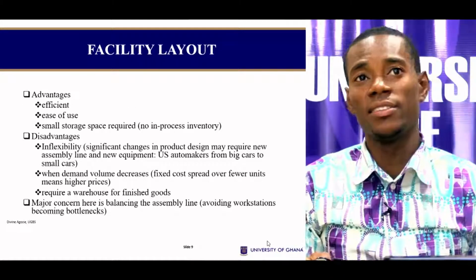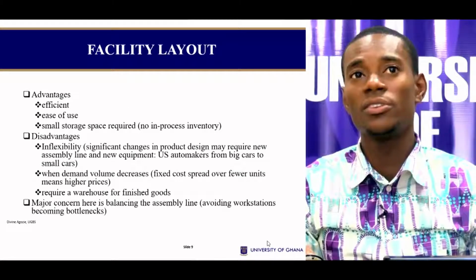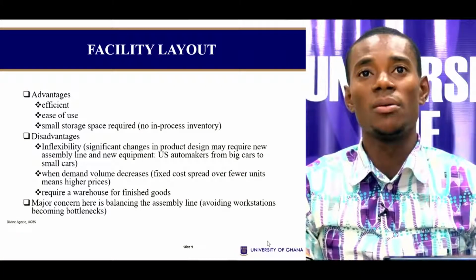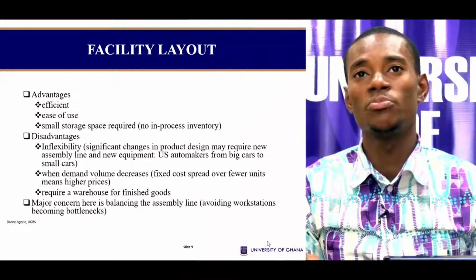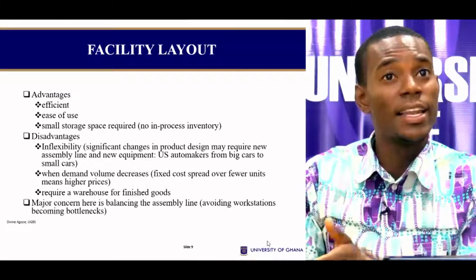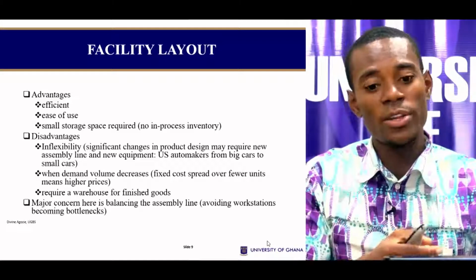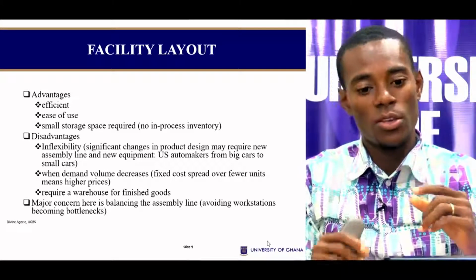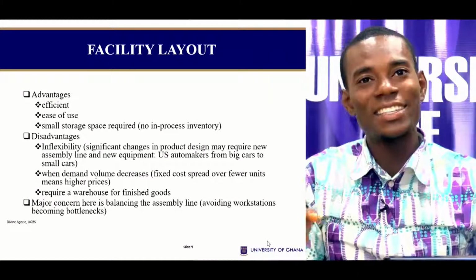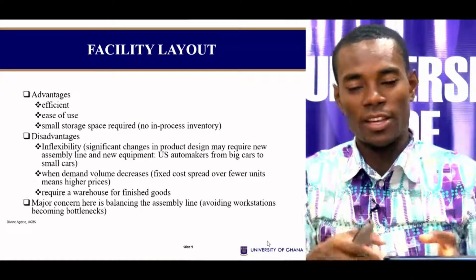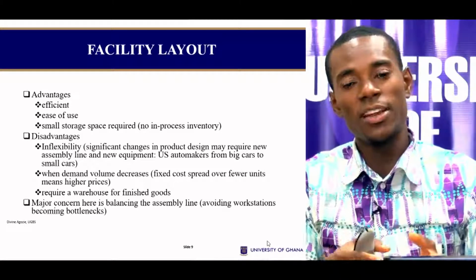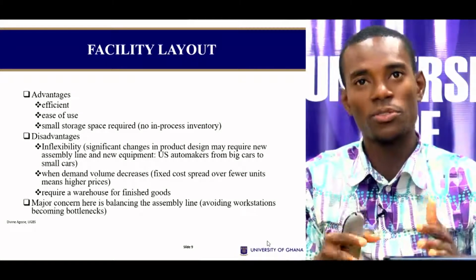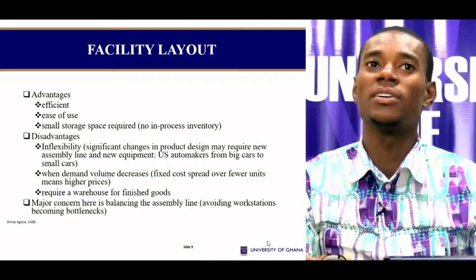It has its advantages. We say it is efficient, it's easy to use, there's small storage space required, and it allows for no in-process inventory because it's a line. One thing moves from one point to the other. And so you have to make sure that production is done sequentially. Once I am receiving, I am giving. The moment someone is receiving and not giving, there's going to be some queuing or some piling up. So there is no process inventory in this kind of layout and it works well.